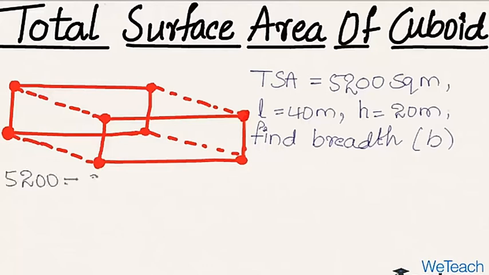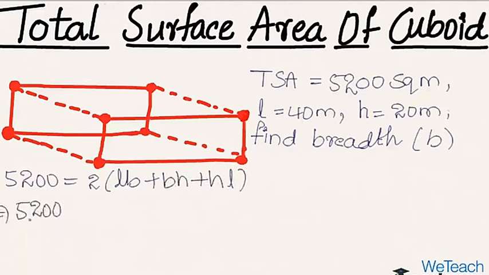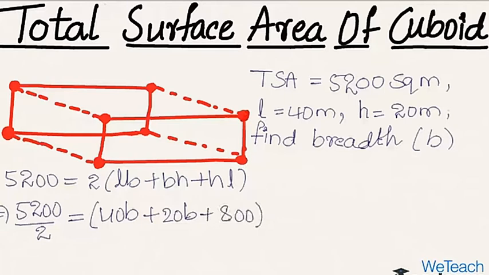So substitute TSA is equal to 2 into (LB plus BH plus HL). And we know that in the question it's given as the TSA is 5200 square meters. So 5200 is equal to 2 into (LB plus BH plus HL). Shifting 2 to the other side, we get 5200 by 2 is equal to L is 40, so 40 into B, plus B we don't know, and the H is 20, so 20 into B, plus HL is 40 into 20, which is equal to 800.